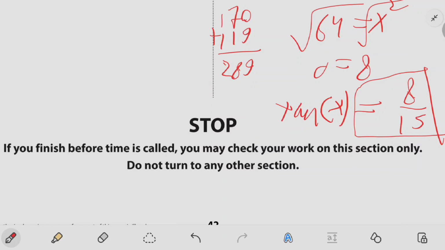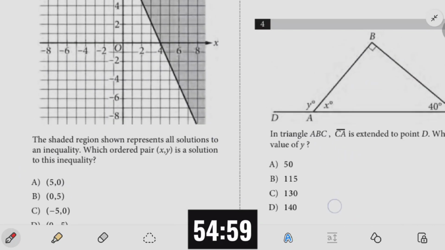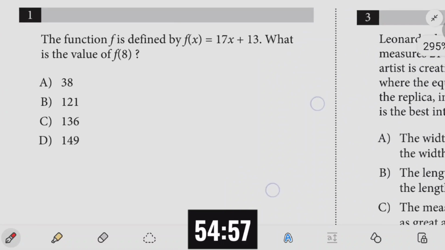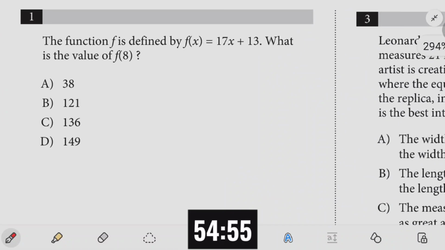Okay. 3, 2, 1, let's go. Function defined by that, what is the value? Okay, just plug it in. We can do that. 17 times 8, that's 136 plus 13. 149 is their answer.